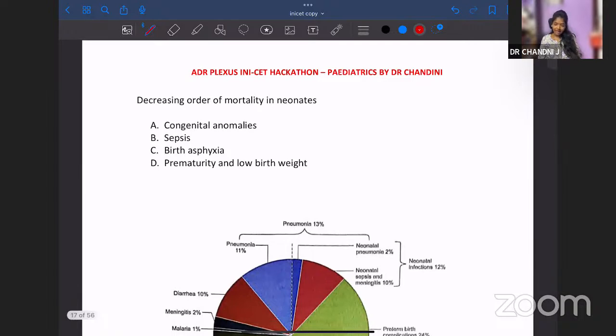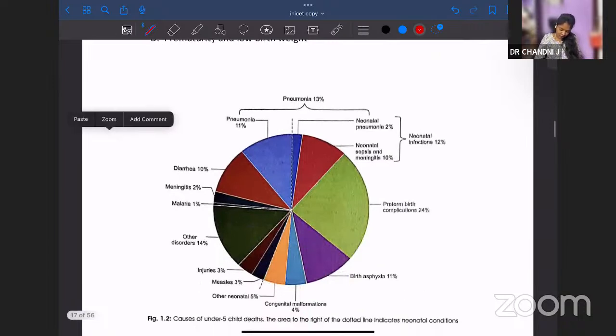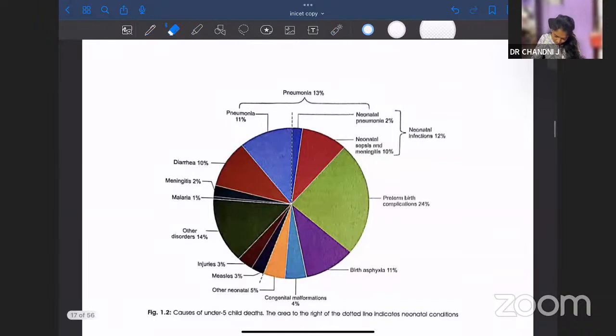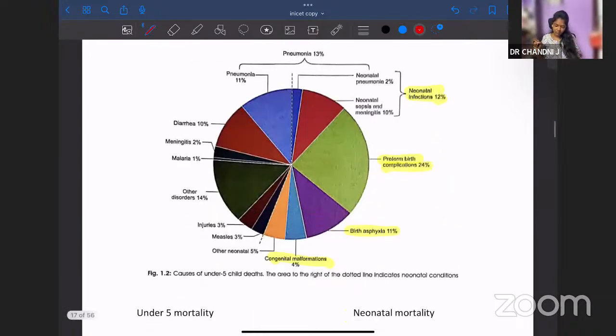Decreasing order of mortality in neonates. Okay. If you see, what is the decreasing order? See this chart. The right side shows all the neonatal mortality. Can we see what is the most common? Preterm. Preterm is the most common. That is the first one. Then comes your infection, sepsis. The third is birth asphyxia. The last is congenital anomalies. So, what is the order here? The first will be your preterm. Second will be your sepsis. Third will be your birth asphyxia. Fourth will be your congenital anomalies. This is for neonatal mortality.